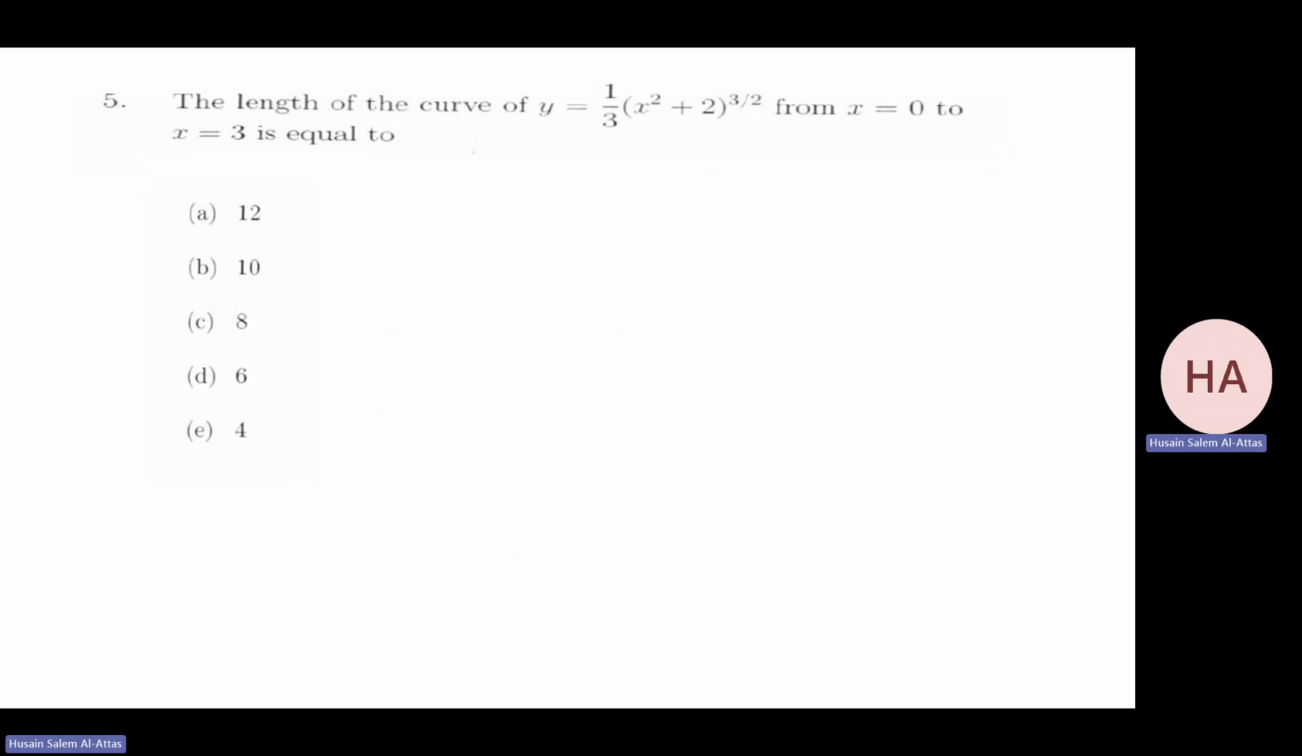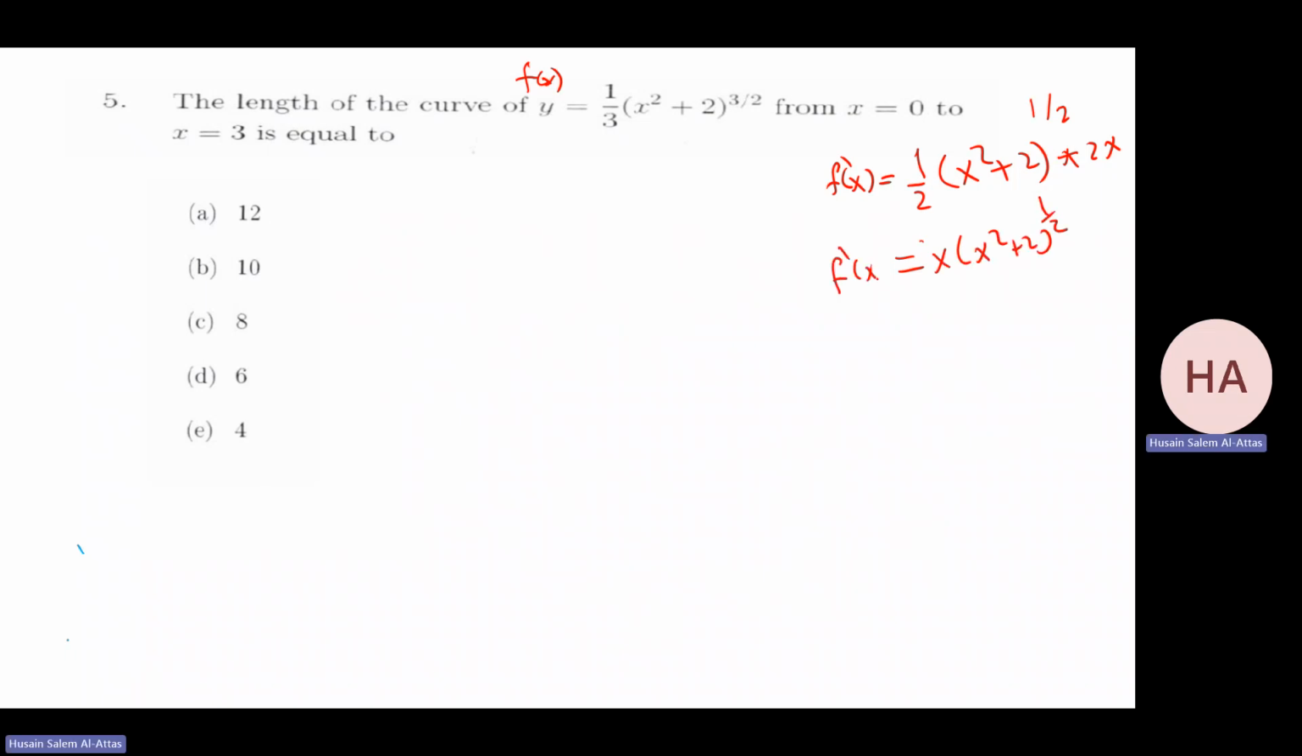The length of the curve from this to this is equal to what? The length of the curve. So I need, this is f of x. F prime of x will be what? Half x squared plus 2 to the power 1 over 2 times 2x. Yeah, 1 over 2x squared. Okay. And that gives me what? X squared plus 2 to the power half.